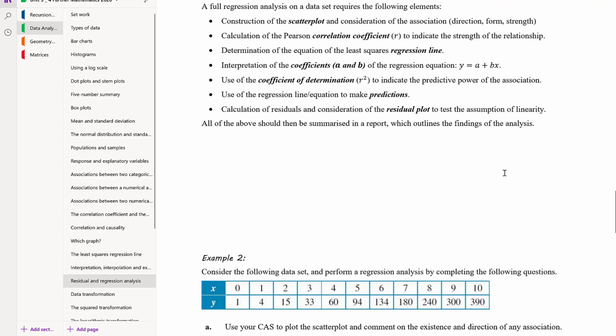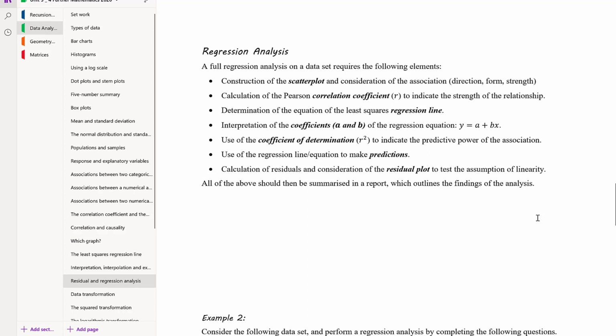So the second part of what I want to look at today is regression analysis, which is really just bringing everything together. A full regression analysis on a data set requires the following elements: the construction of a scatter plot, discussion of the association, that is direction, form and strength of the association. So is it positive or negative? Is it linear or non-linear? Is it strong, moderate, weak, based on the correlation coefficient?